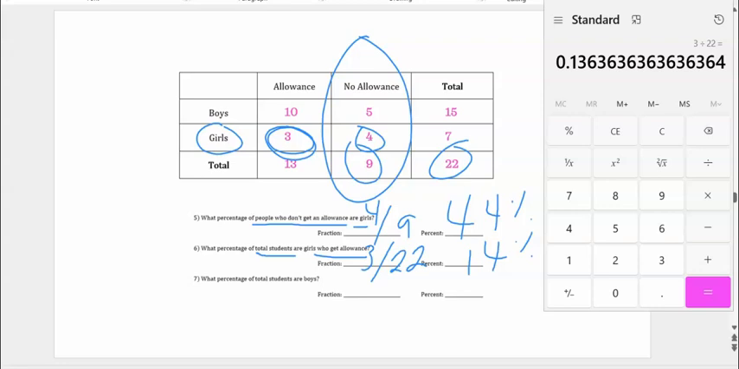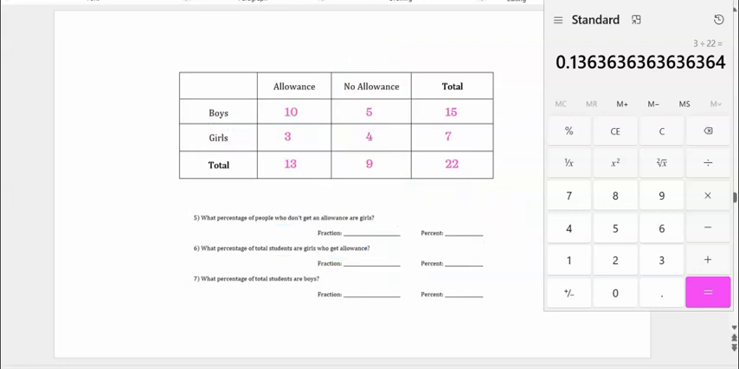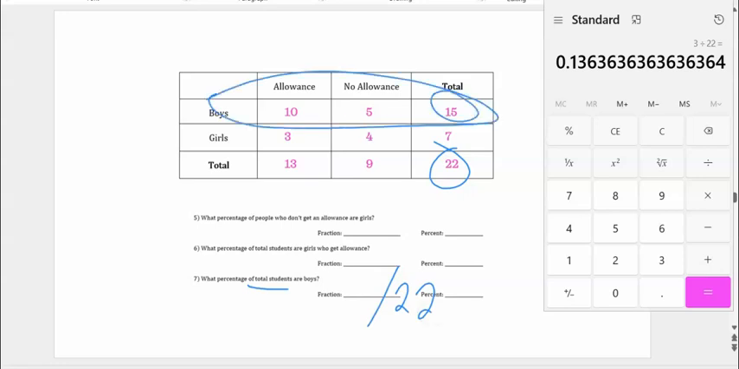All right, last one. What percentage of the total students, 22 kids, well, what percent are boys? Okay, well, boys, there's 15. We're not really even caring about the allowance. What percent of my 5th period class is boys? This is a true statistic here. 15 out of the 22. That's a lot. 68% of the kids in that class are boys.